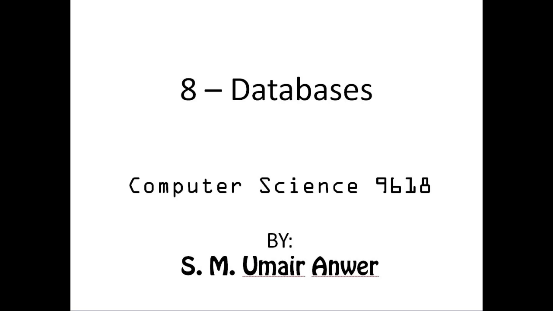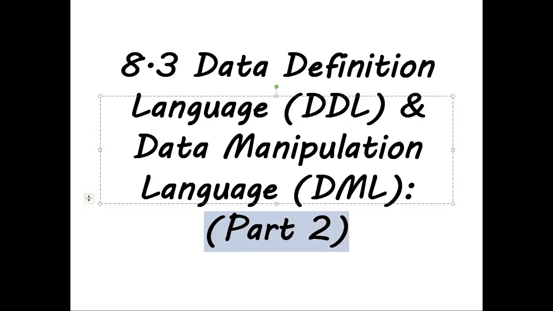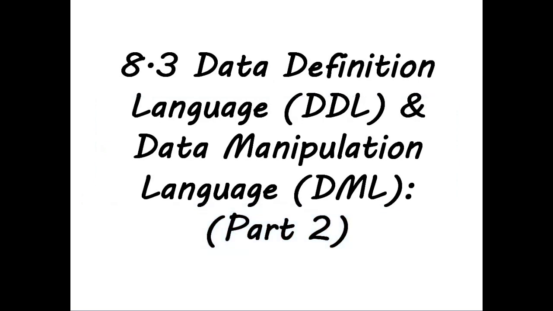Welcome to another lecture for Computer Science 9618 AS level, and today inshallah we are finally going to wrap up the last section for paper 1, that is section number 8, databases. As you know, we were discussing section number 8.3, and this is going to be the part 2 or the last part of section number 8.3, that is data definition language and data manipulation language.